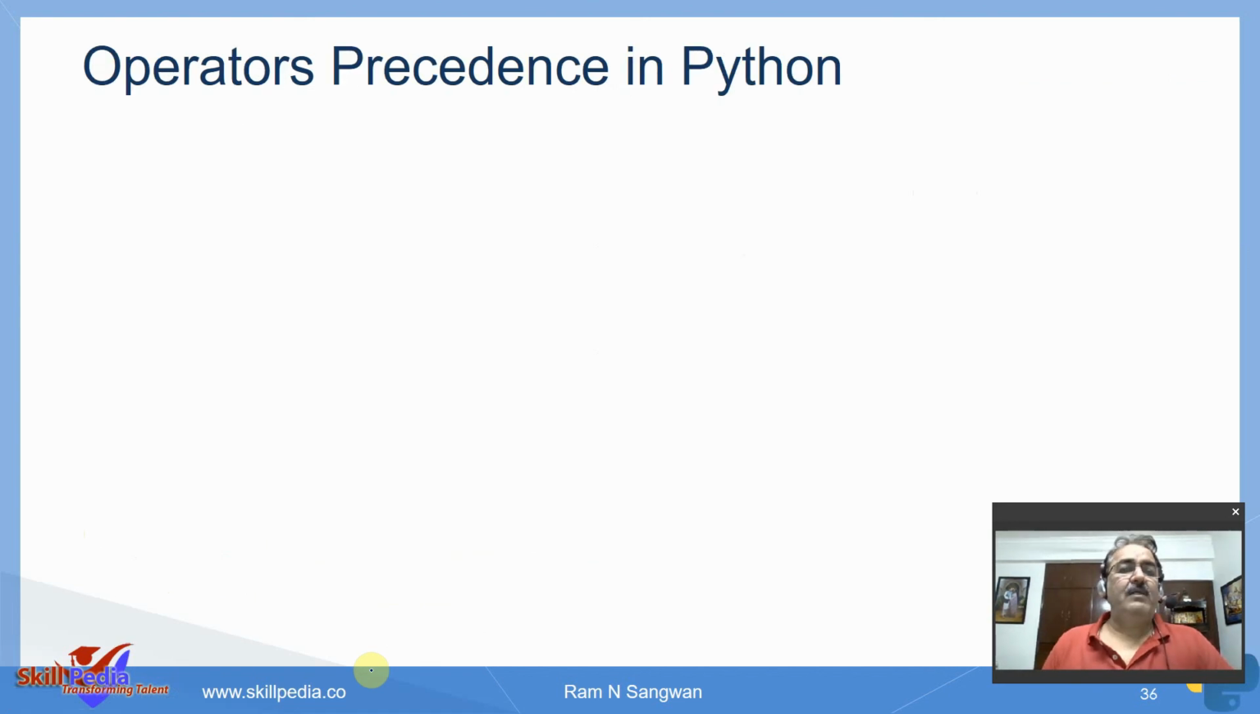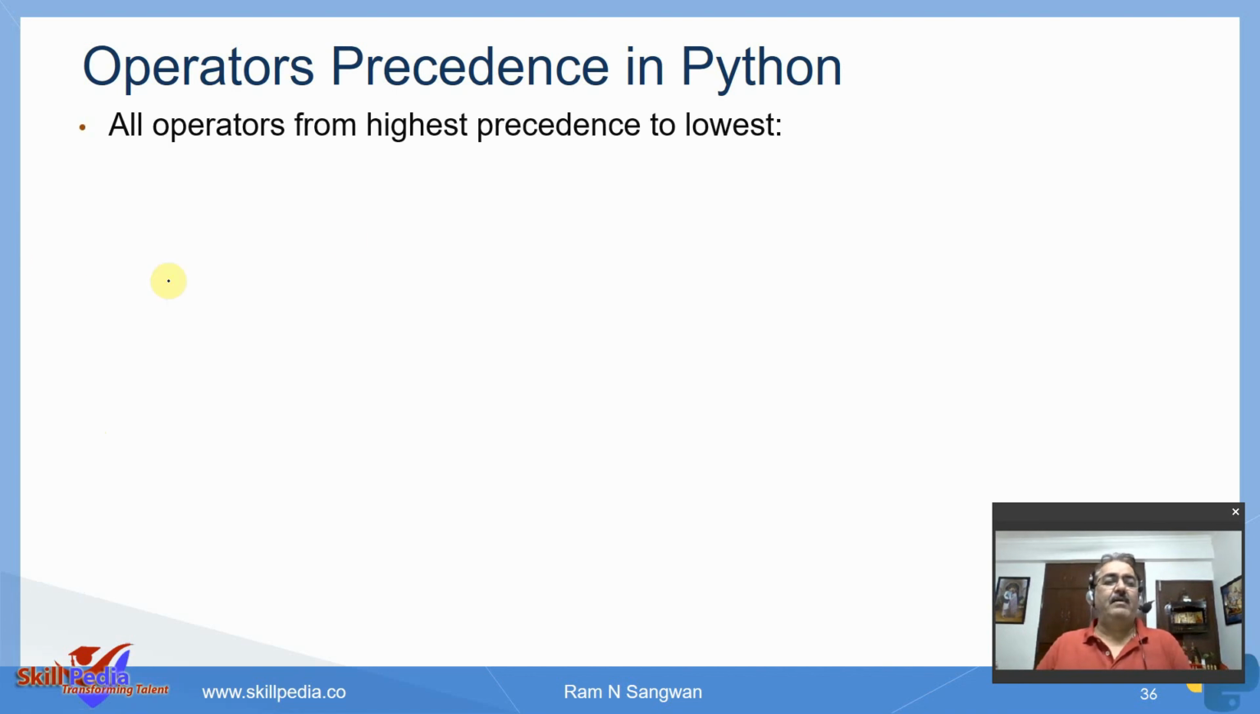So that's operator precedence. If you have an expression which consists of all these operators we have learned, what is the precedence? Which one will be executed first? Which will be solved first? In normal mathematics also we have BODMAS, where we have braces and unary operator first. So we have parentheses resolved first. Similarly, in Python also we have some precedence. All operators from highest precedence to lowest.